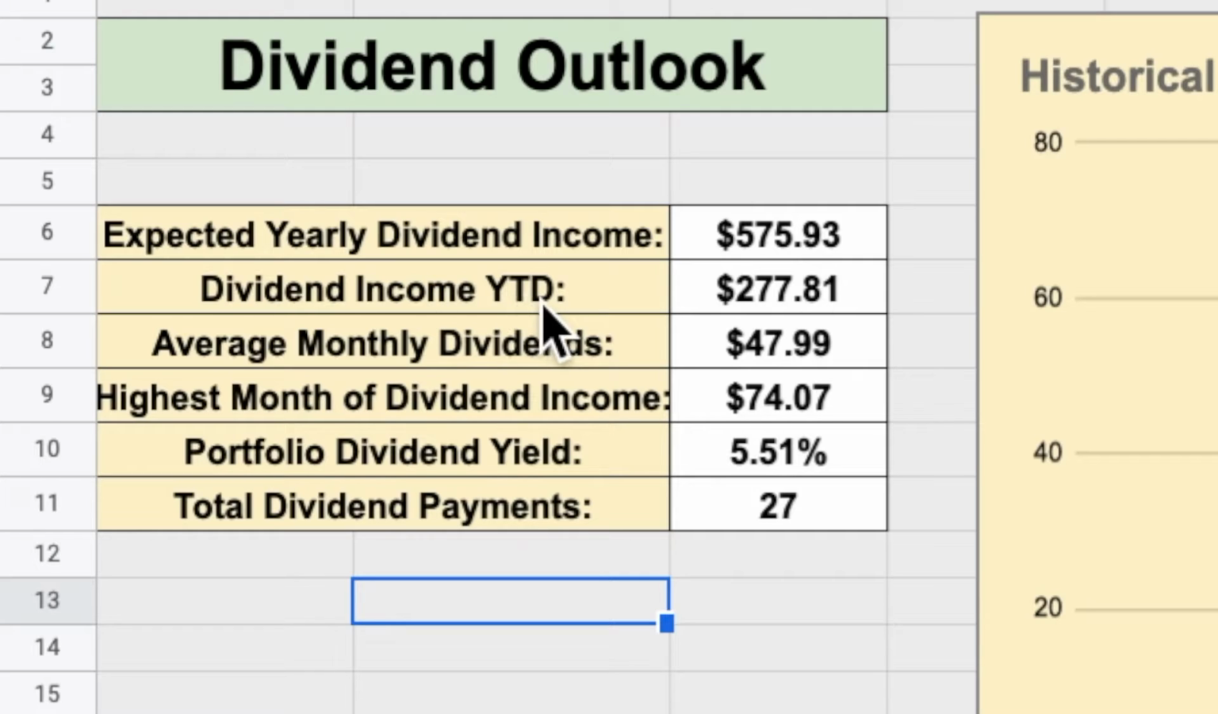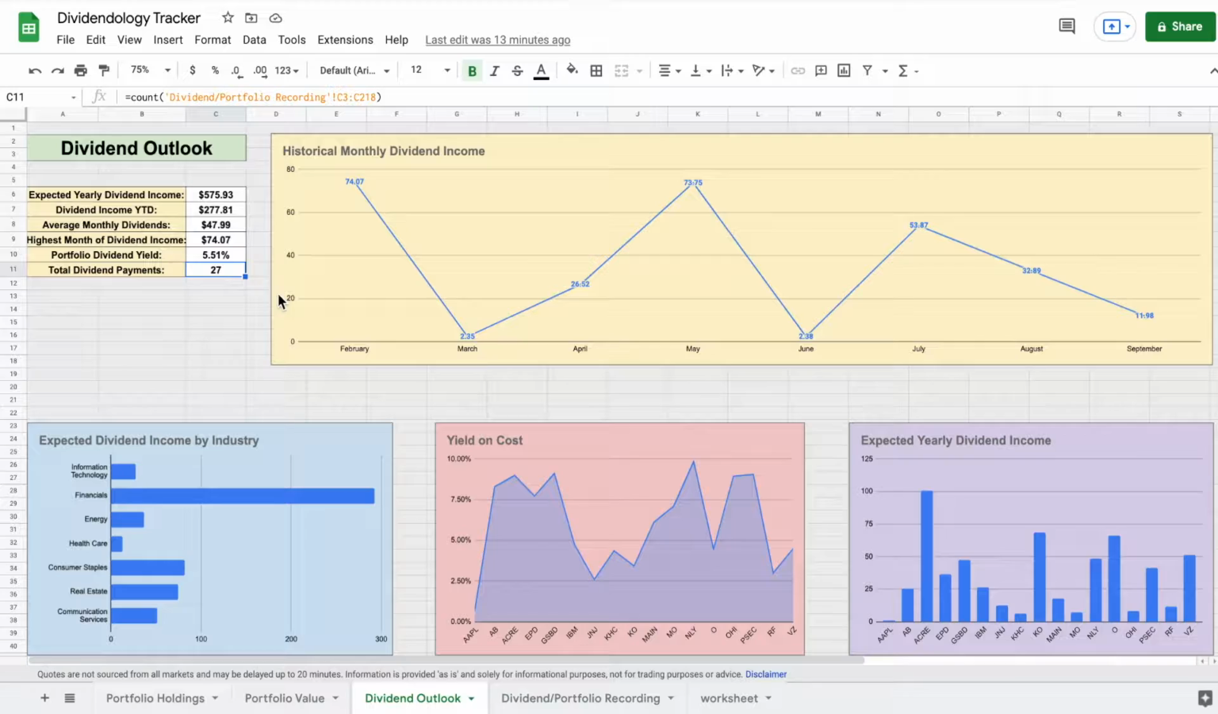My dividend income year to date is $277. It's a little bit lower than my expected yearly dividend income at this point, but that's because I've added a lot of positions recently to my portfolio. My average monthly dividends is expected to be about $48, and my highest month of dividend income yet is $74.07. My current portfolio dividend yield is 5.51%, which is a pretty high current portfolio dividend yield, and so far for this year, I have received 27 different dividend payments.